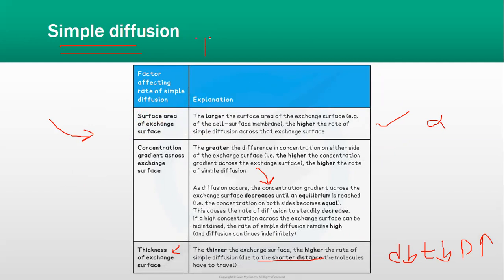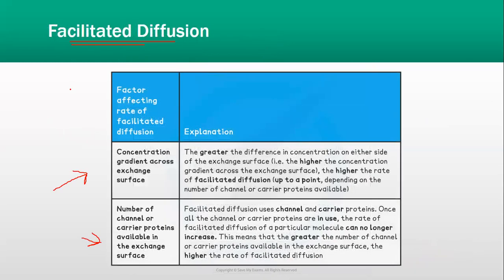There was one more, if you remember, temperature. As temperature increases, diffusion increases due to the higher kinetic energy and the speed of molecules. This is when we talk about facilitated diffusion. How does the number of channel or carrier proteins affect it?